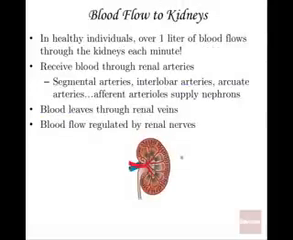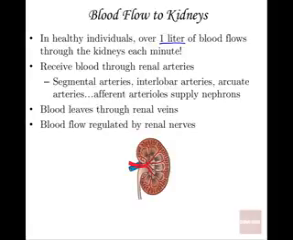So blood flow to the kidneys, amazingly, in a healthy individual, over 1 liter of blood flows through the kidneys each minute of your life. That's incredible to think about because the average person has about 5 liters of blood in their body, or 10 pints. So yeah, it's amazing to think that 20% of that is constantly just there every minute going through your kidneys. So they're doing an amazing job of filtering blood. They receive blood through renal arteries. The term renal always applies to the kidneys.